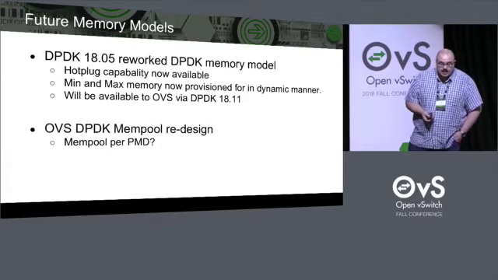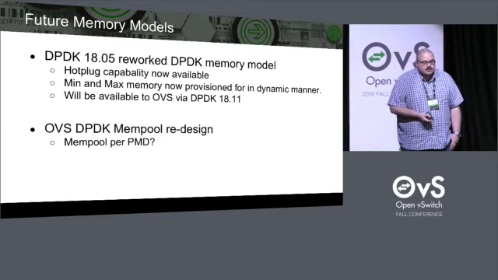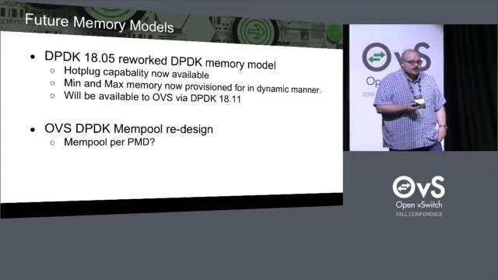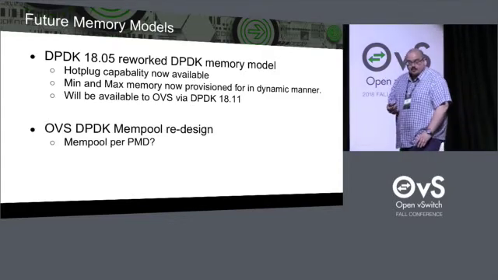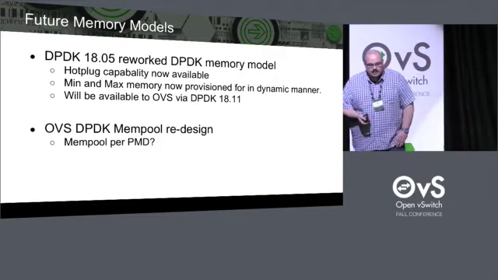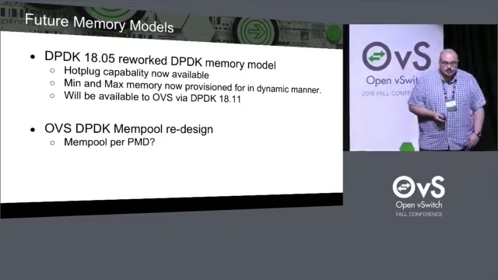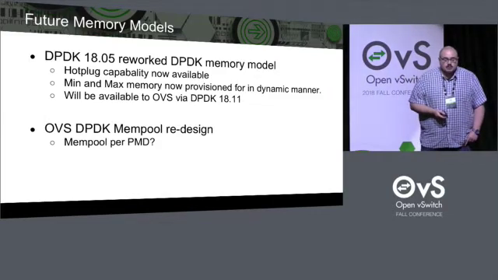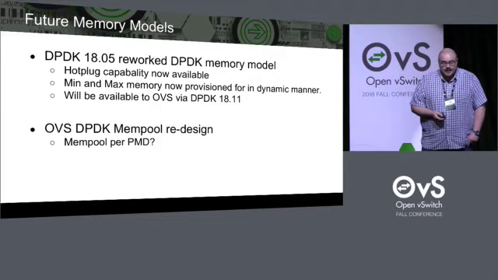I suppose then just building on top of that, future memory models. 1805 has introduced the idea of the reworked DPDK memory model. It can have cool things like hotplug capabilities, and you can specify things such as min and max of your memory now being provisioned for your application. So I'm wondering, is there something cool we can do there, some more fine-grained controls around the memory? And ideally, when we move into using 1811, that should start being available generally on master. We can start looking at that.